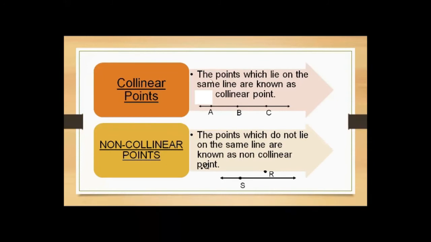Collinear points. The points which lie on the same line are collinear points. This is the line, and point A, point B, point C are the collinear points. Now what are the non-collinear points? The points which do not lie on the same line are known as non-collinear points. This is point Q, point S and point R. They are non-collinear points because they do not lie on the same line.